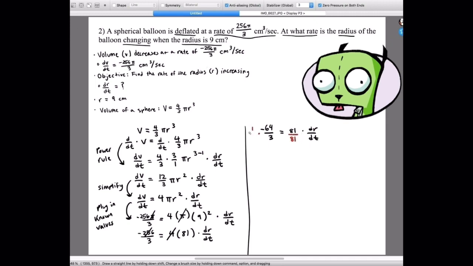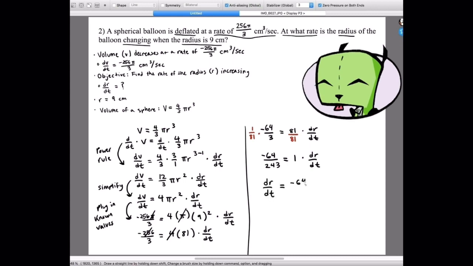To divide by a fraction, you just use the reciprocal. 1/81 times negative 64/3 comes out to be negative 64/243. We are left on the other side with 1 times dr/dt. So if we move dr/dt to the left side of the equation, we find that the change in radius with respect to time is negative 64/243 centimeters per second.